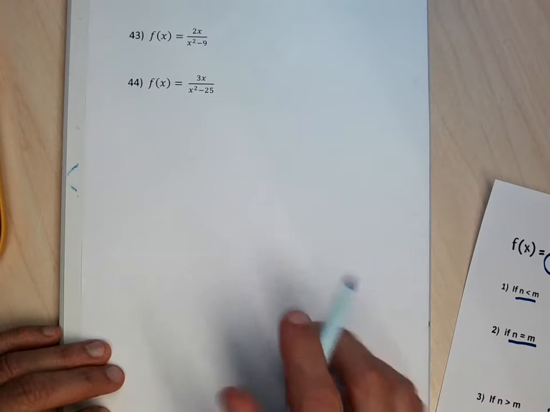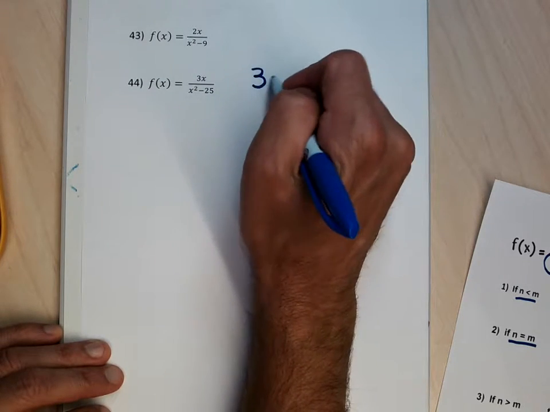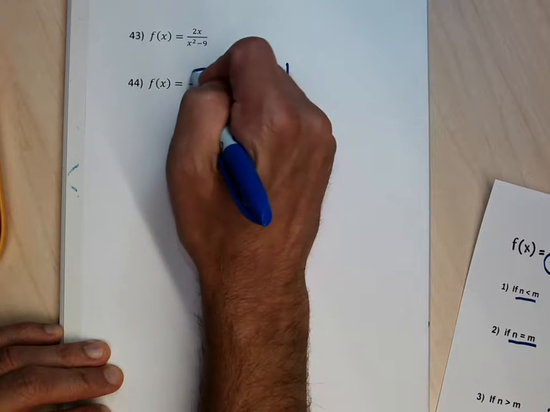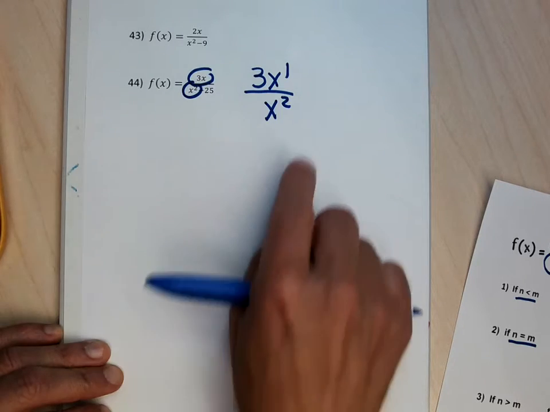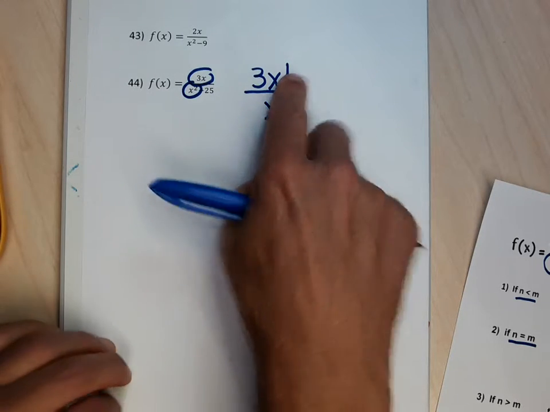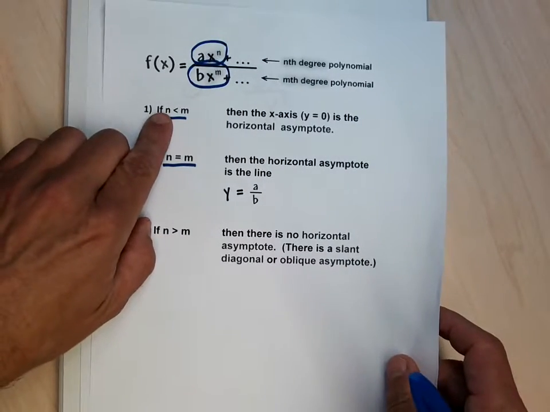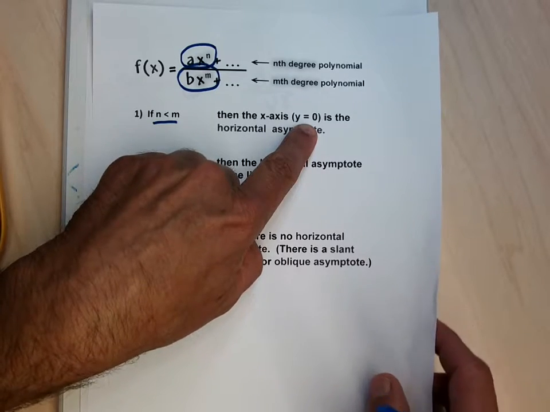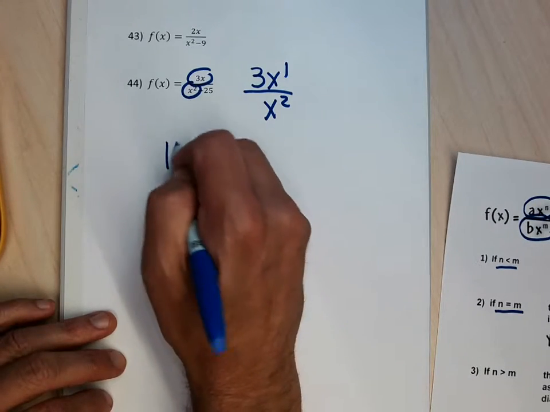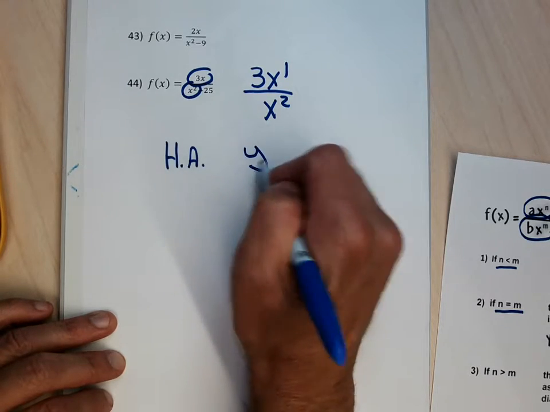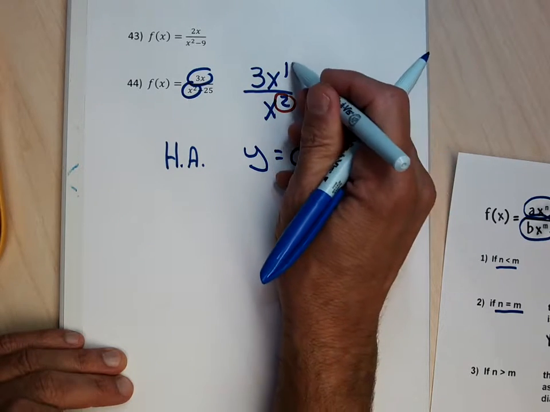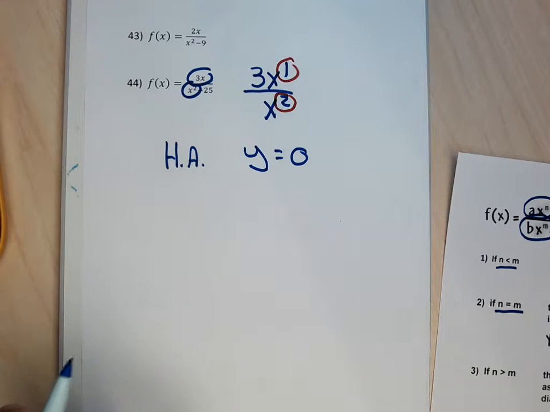For problems 43 and 44, I look at the term in the numerator with the highest exponent and the term in the denominator with the highest exponent, and I ignore the rest of the fraction. Because the numerator's exponent is less than the denominator's exponent, the x-axis, or y equal to 0, is the horizontal asymptote, and there's no work to do. So for 44, the horizontal asymptote is y equal to 0, and anytime the highest exponent in the denominator is bigger than the highest exponent in the numerator, you get y equal to 0 for the horizontal asymptote.